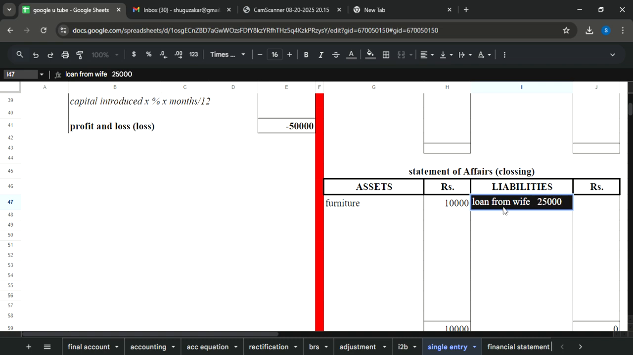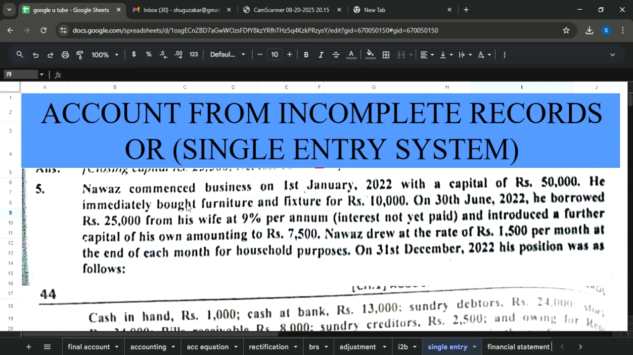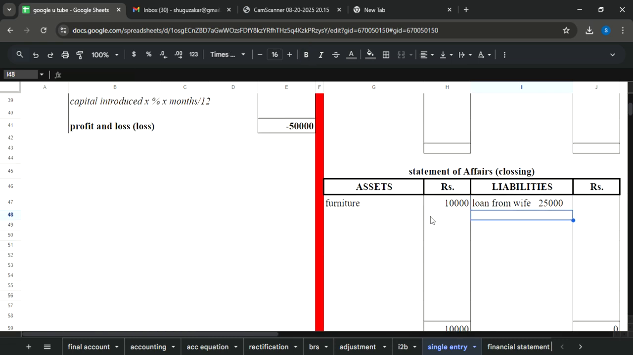Let me show you once again. Look at here, 25,000 was borrowed, a loan from his wife at 9% per annum. Interest not yet paid, it means you will have to pay interest. This is a little different to our Pakistani culture. We do not take loans from wife, and if somebody had taken one, they do not pay interest. But here you have to pay interest as well. Now please note it down. Total loan was 25,000, but you will have to pay interest as well.